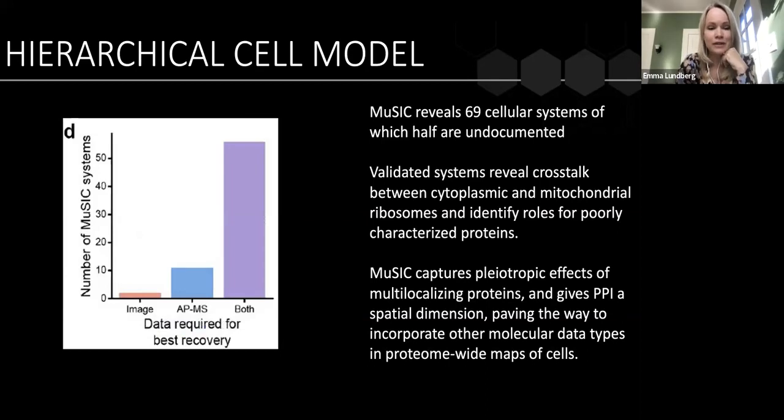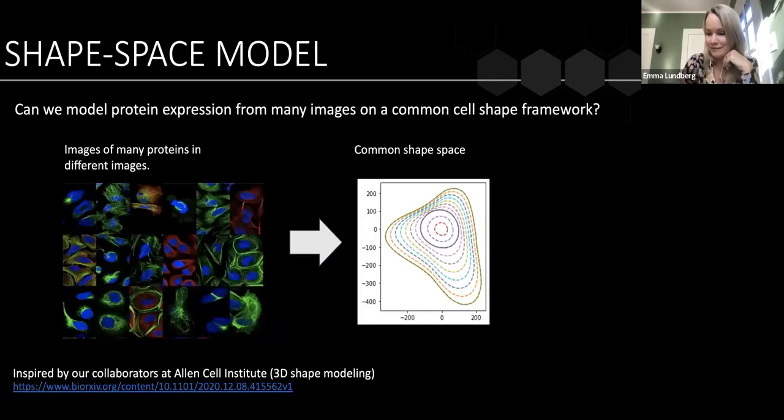And I just want to point out that if we try to build the same map with image data alone, we find 3 systems. With PPI data alone, we find 11 systems, but with both, we really get this synergistic effect of the 69 different systems. But a few more minutes.